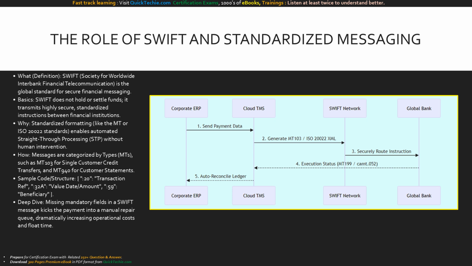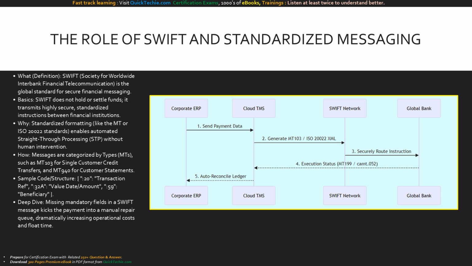Let's look at the sample code structure of an MT-103 on screen. It uses specific tags to ensure universal translation. Tag 20 is the transaction reference, tag 32A contains the value date and amount, and tag 59 identifies the beneficiary. If any of this data is missing, the payment drops out of straight-through processing and enters a manual repair queue, causing severe delays. Today, SWIFT is migrating toward the ISO 20022 standard, utilizing rich XML formats to carry even more detailed payment and remittance data.